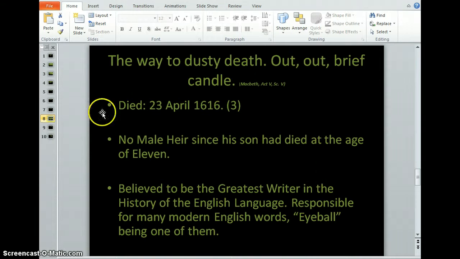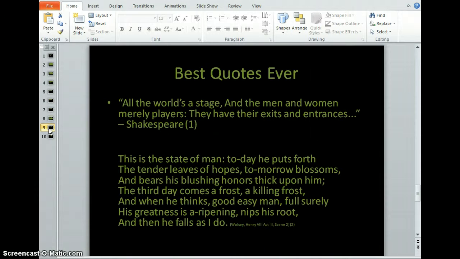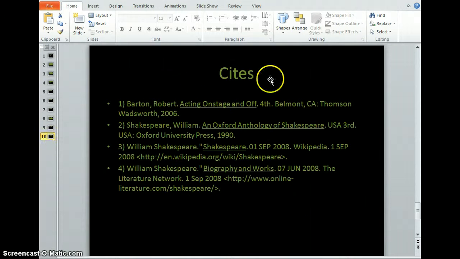Then again, he continues with the important events. You can do this if you want: put events at the beginning, important works in the middle, events at the end of life if you'd like to. Then, some important quotes here. Again, you don't have to do that. And then he cites it.